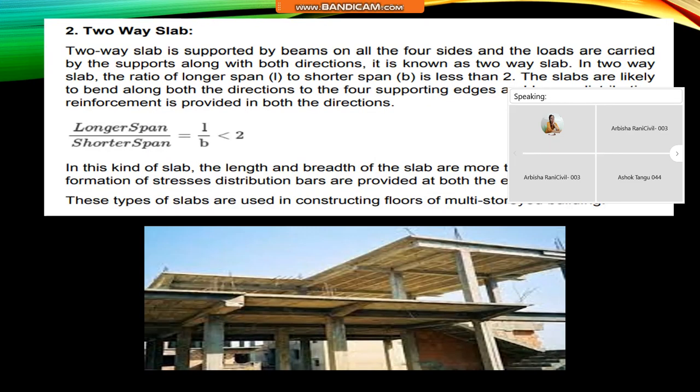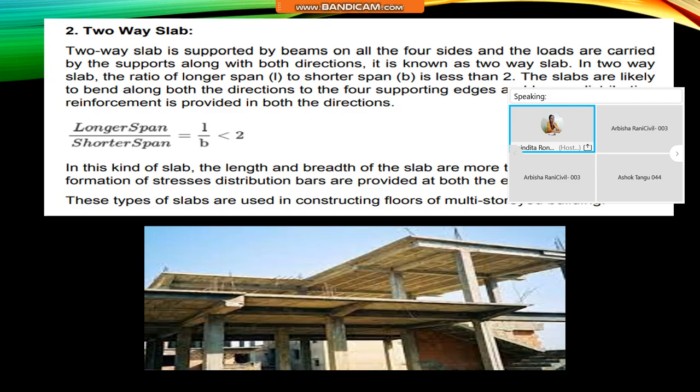Next, two-way slab. What is a two-way slab? It is supported by beams on all the four sides and the loads are carried by the supports along both directions. In two-way slab, the ratio of longer span, that is l, to shorter span, that is b, is less than 2. The slabs are likely to bend along both the directions to the four supporting edges and hence distribution reinforcement is provided in both the directions. Hence, longer span divided by shorter span, l by b, is less than 2.